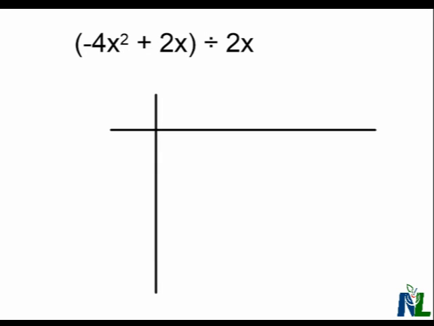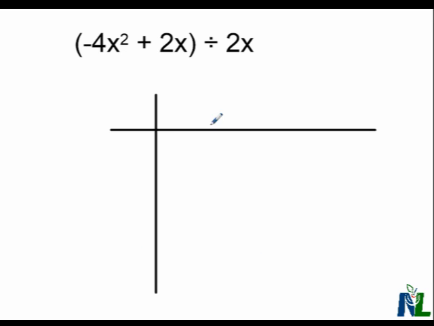This video is going to demonstrate how you can divide polynomials and model that using algebra tiles. The example given is one polynomial, which is negative 4x squared plus 2x, being divided by a second polynomial, which is just 2x. So we're going to use an area model to represent this operation.